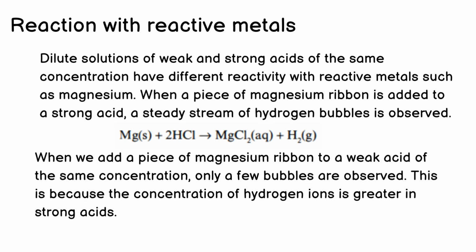Reaction with reactive metals. Dilute solutions of weak and strong acids of the same concentration have different reactivity with reactive metals such as magnesium. When a piece of magnesium ribbon is added to a strong acid, a steady stream of hydrogen bubbles is observed. Mg plus 2HCl gives MgCl2 and H2. When we add a piece of magnesium ribbon to a weak acid of the same concentration, only a few bubbles are observed. This is because the concentration of hydrogen ions is greater in strong acids.